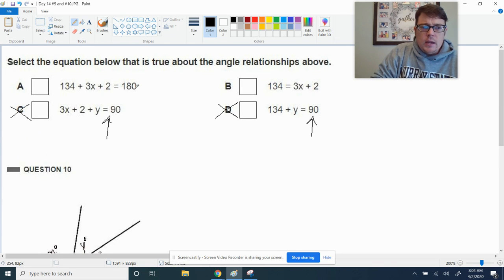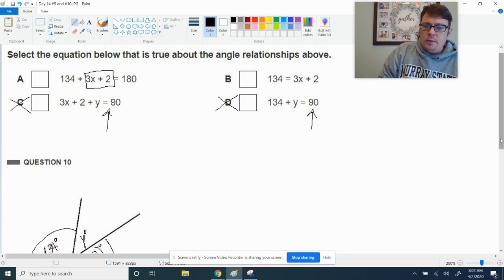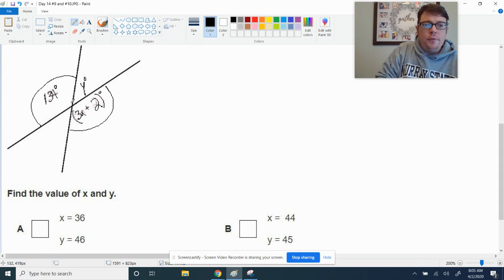But if we look at what equals 180, it adds together 3x plus 2, which would have been this big obtuse angle over here, with this other obtuse angle, 134. Now, those two angles added together are not going to equal 180 because they're actually vertical to each other. They're not on the same straight line. They're opposite of an intersection. I chose this one last because I wanted you to do one of each example. You've done some supplementary, you did a complementary with the 90 degrees, and now you're going to look at a vertical angle relationship.